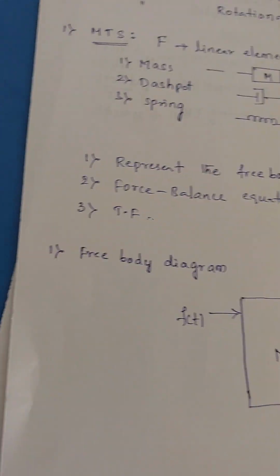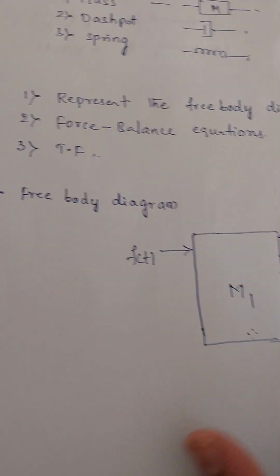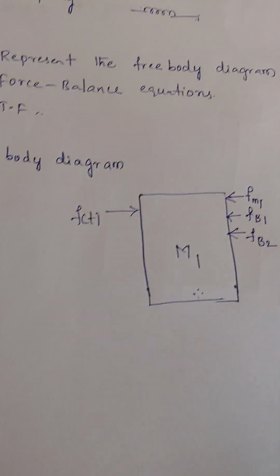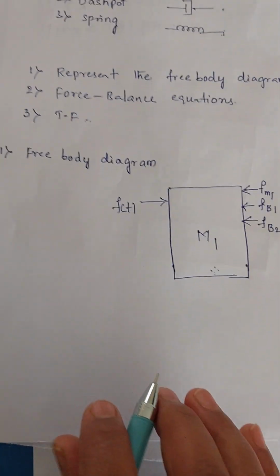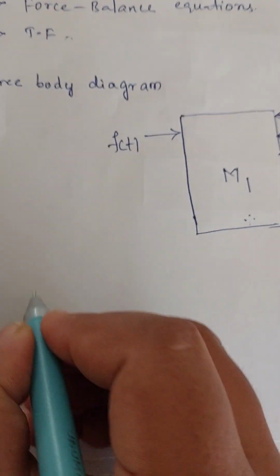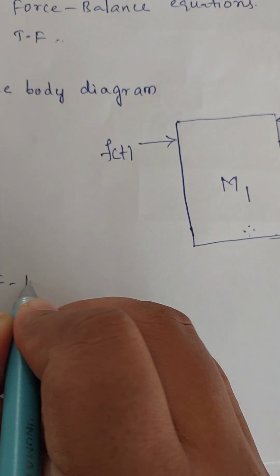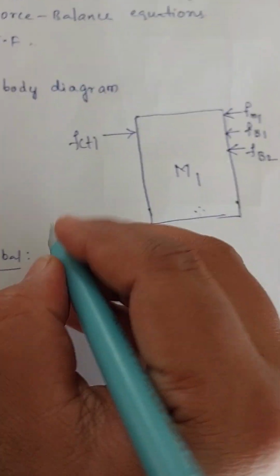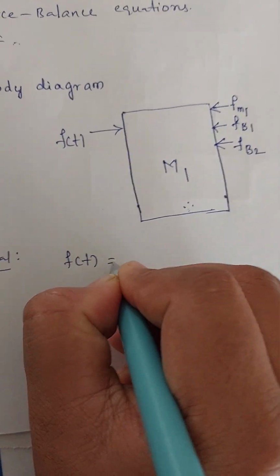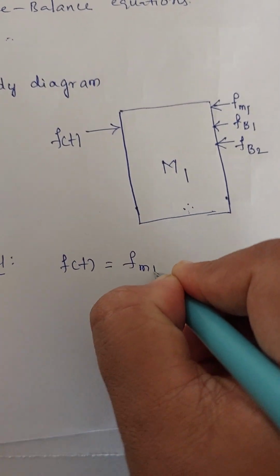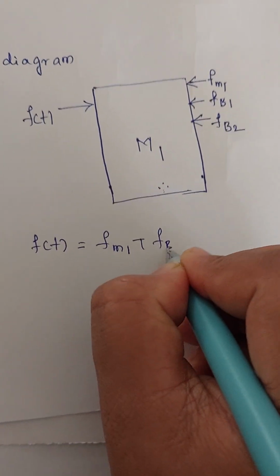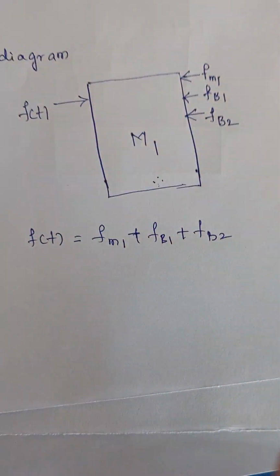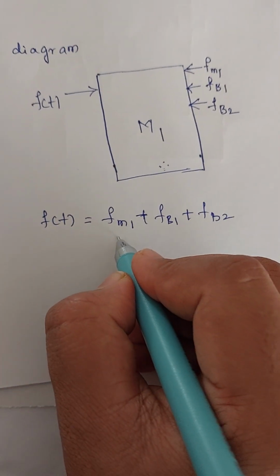So now this is the free body diagram for the mass m1 that we have represented. Now we are going to write the force balance equation. The first force balance equation is given by F of t equal to Fm1 plus Fb1 plus Fb2. Right?